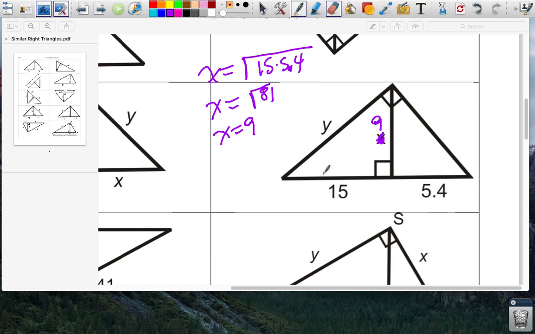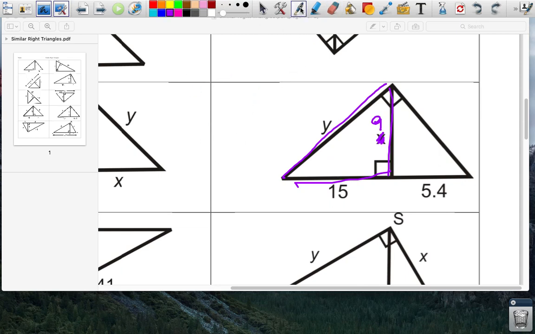To find y, if you look at this triangle right here, you can use the Pythagorean theorem. With this triangle, you have 2 legs and you're missing the hypotenuse, so it's super easy. Because we're doing similar figures, let's do that. I'm going to use 2 triangles. The first triangle is the one on the left, where this is y, this is 9, and this is 15. The other triangle is the big triangle, because I have information there. This is still y, and the whole thing is 20.4.